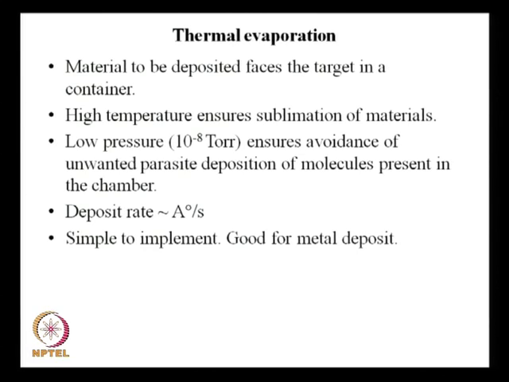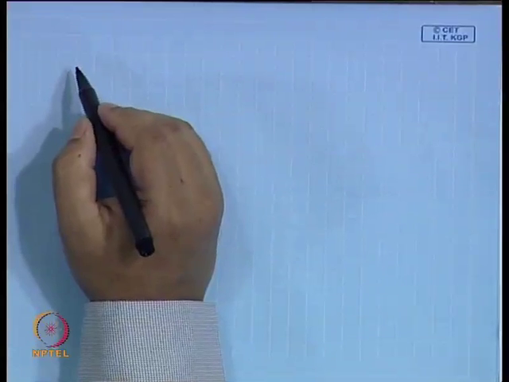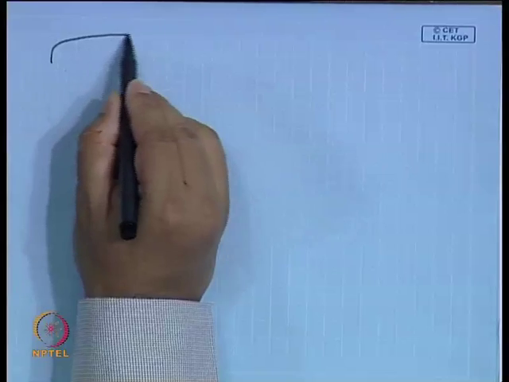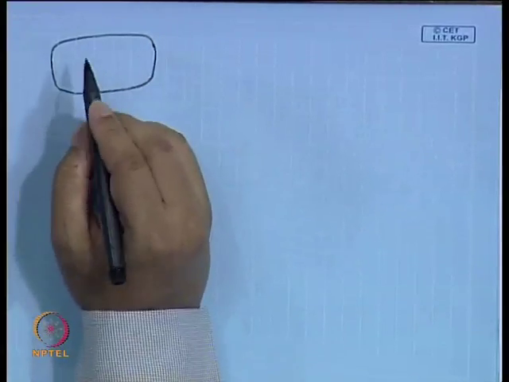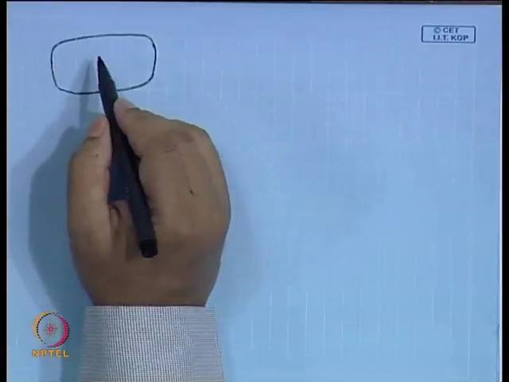In thermal evaporation, first the material to be deposited faces the target in a container. Then the high temperature ensures sublimation of material, and the low pressure ensures avoidance of unwanted parasitic deposition of molecules present in the chamber, and then the deposit rate is given here. It is simple to implement and good for metal deposit. What you do in this thermal evaporation process is that you take a chamber, you have some heating arrangement. So, this is practically a furnace.